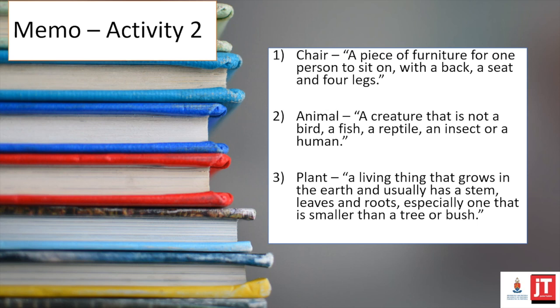And last but not least, the word plant: a living thing that grows in the earth and usually has a stem, leaves, and roots, especially one that is smaller than a tree or bush. That's the definition of a plant. Honestly, I would define a bush as a plant. I don't know. It's so up for debate when it comes to words this vague. As long as you gave sort of a definition that you thought would vaguely describe what you're trying to say, I think you did a really good job.